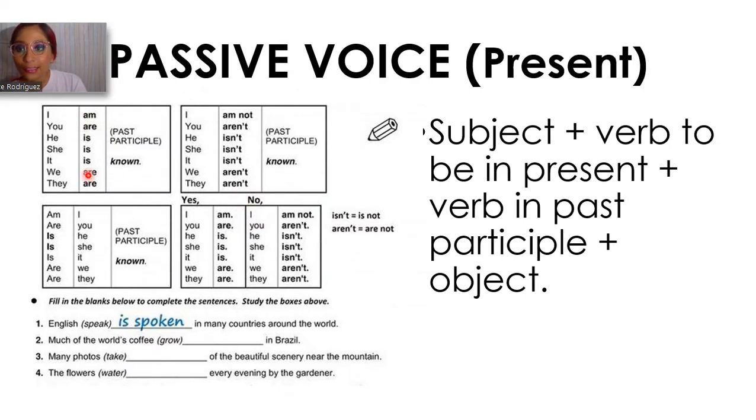Okay, this is the positive form. The negative is the same. Now you are going to add not: I am not, you aren't or you are not, he is not, he isn't, she isn't, we aren't, they aren't, okay?